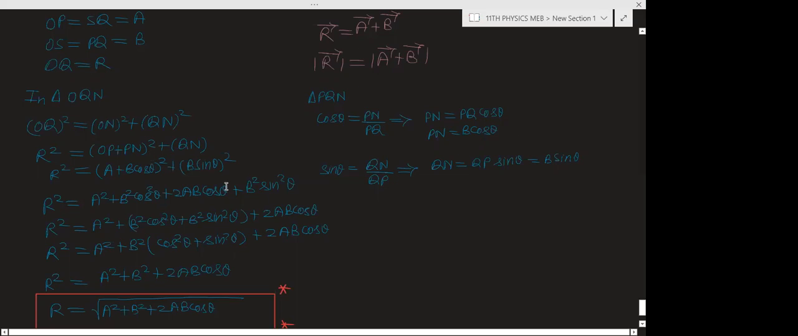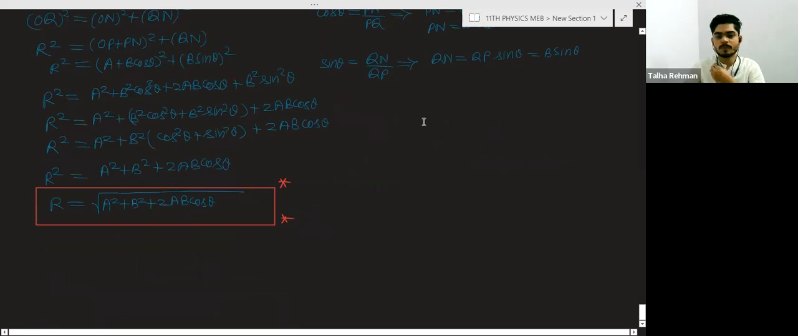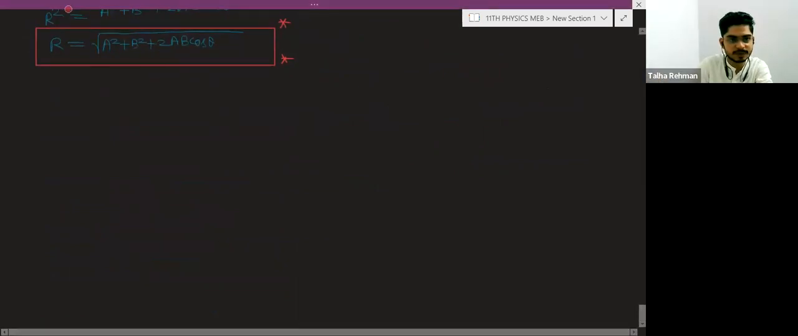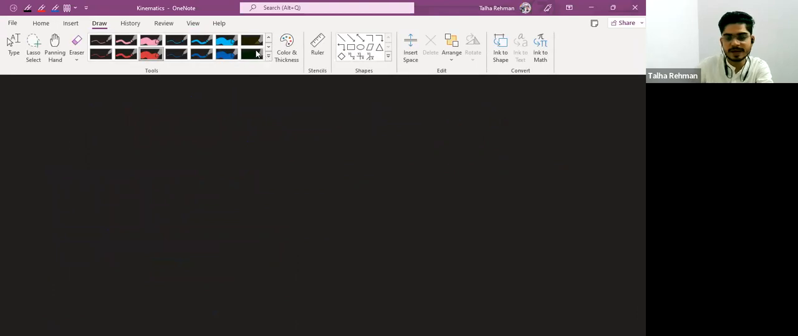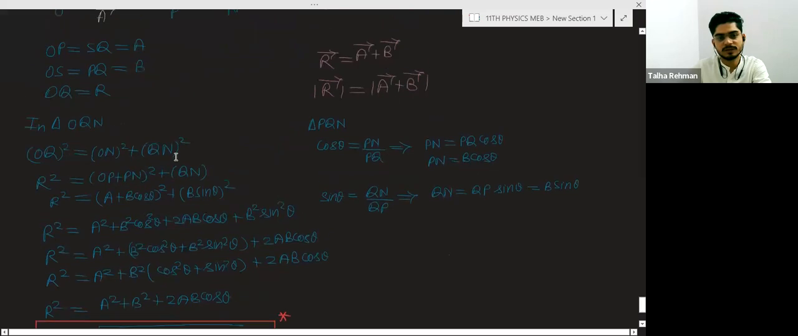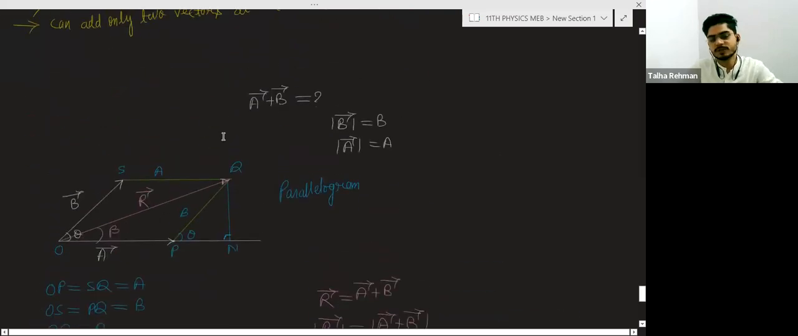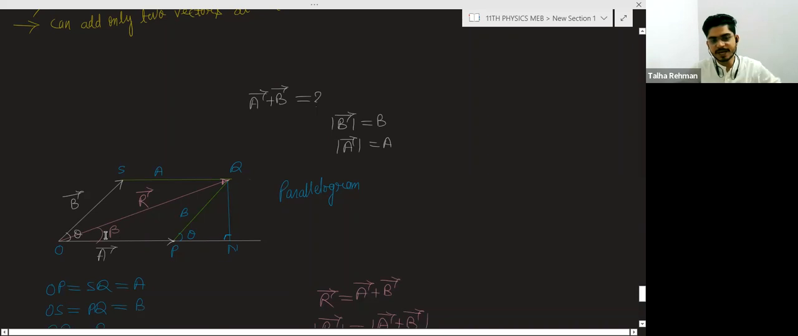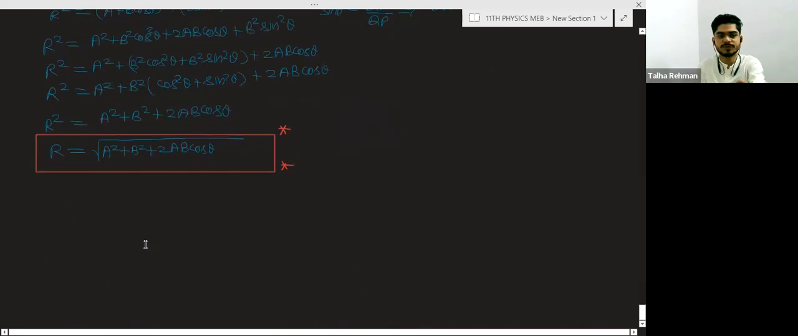Okay, so this is the formula. I have just calculated only the magnitude of the resultant, not the direction. So the direction, this beta angle, which this r vector makes with a, will represent the direction, and this direction I will calculate in the next class because we do not have time now.